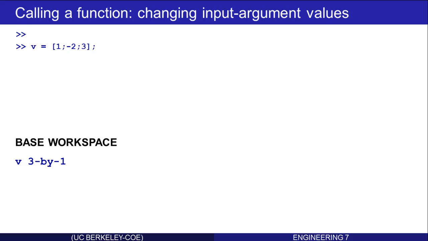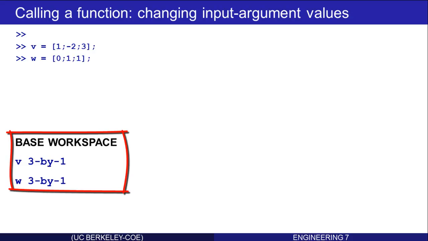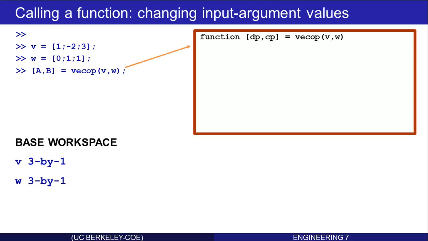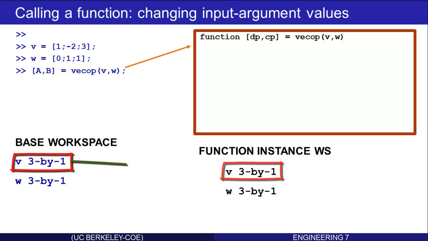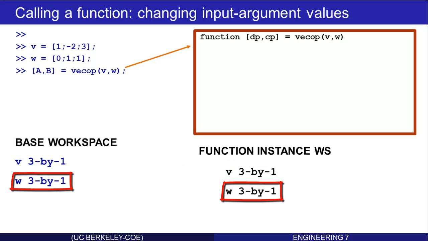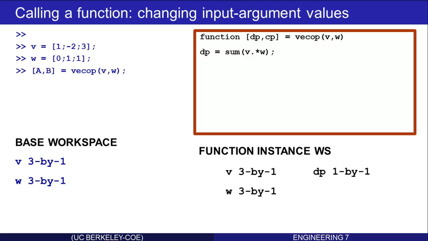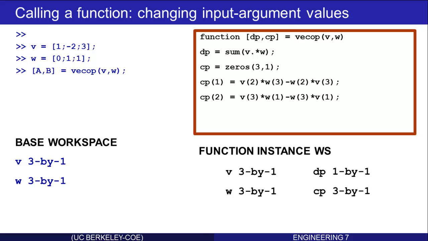Let's create 2 vectors named v and w in the base workspace, and then call the function vecop. In this example, the input variable names inside vecop happen to be the same as the names of the variables back in the calling workspace. But remember that these variables are passed by copy. So this v is a copy of that v, and this w is a copy of that w. We know it's really a delayed copy, but for the purposes of understanding function calls, think of it just as a separate copy. Now the code proceeds as it did before, forming the dot product and the cross product.